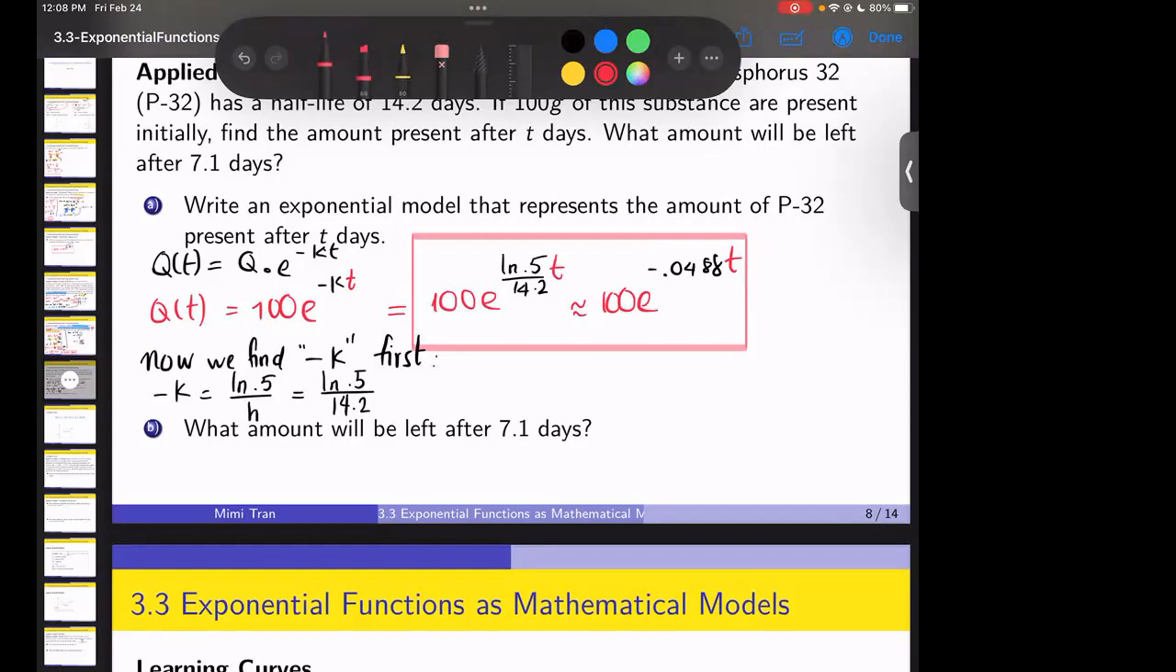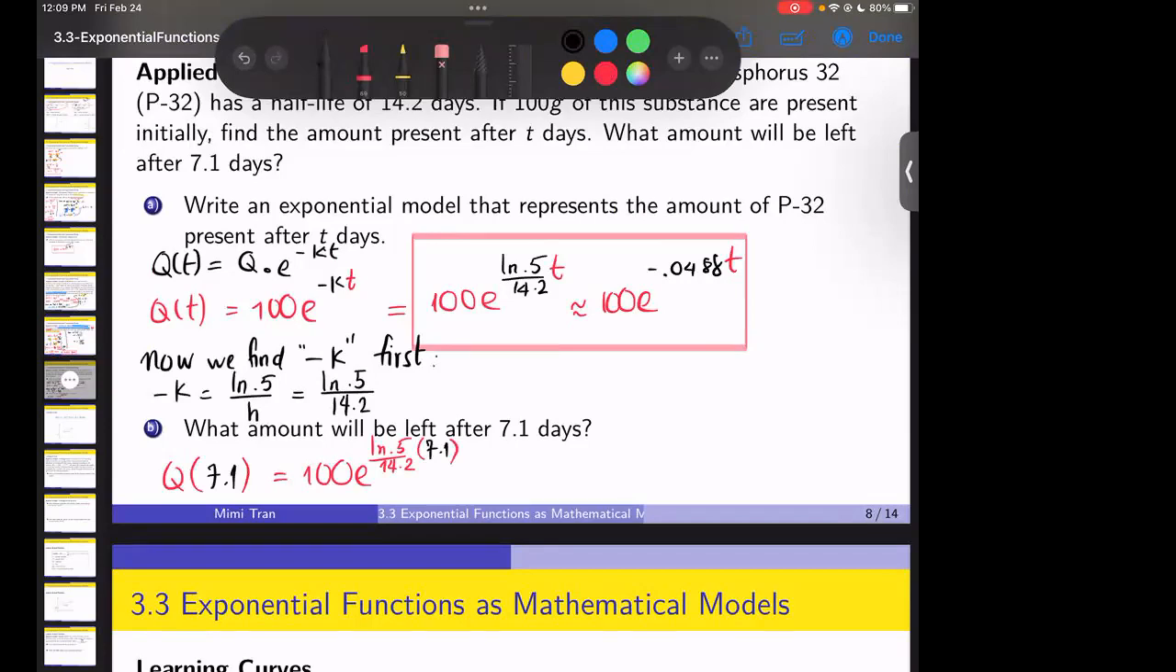So far, so good. What amount will be left after 7.1 days? That means they're asking you to plug in 7.1 for t. So it's 100 e to the negative... I'm going to use the ln. You can use either one. I like to use ln 0.5 divided by 14.2, because I lose less decimal that way, times 7.1. But if it's easier for you to use the rounded number, that's fine too.